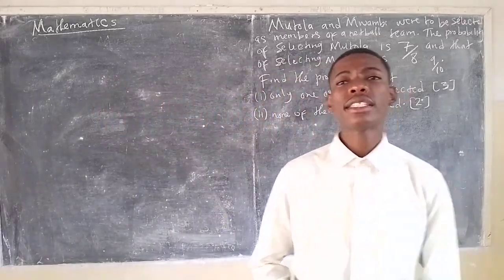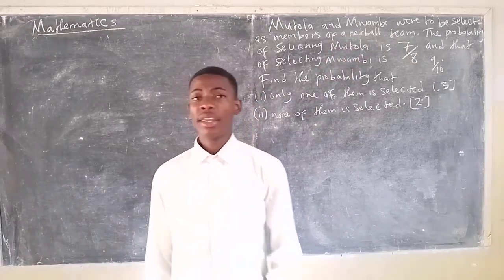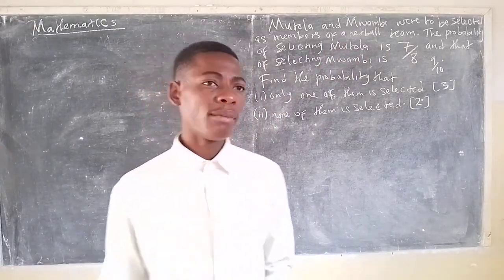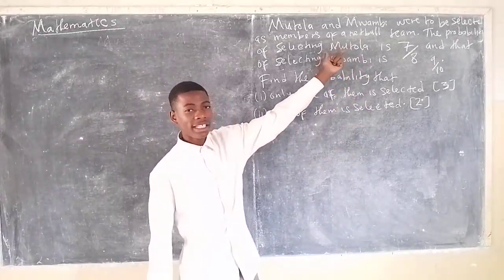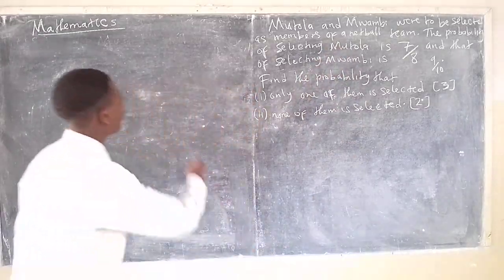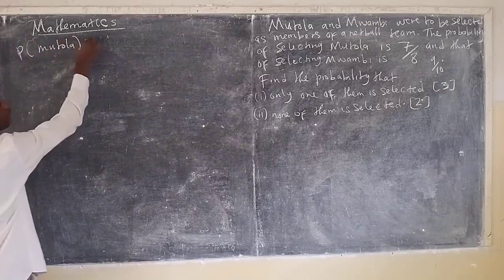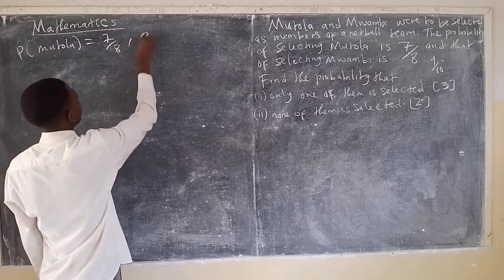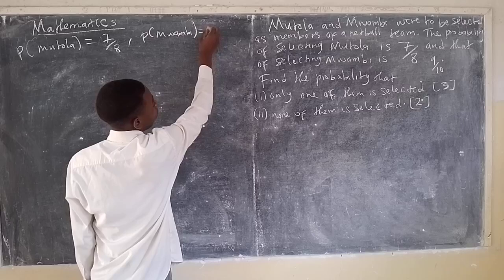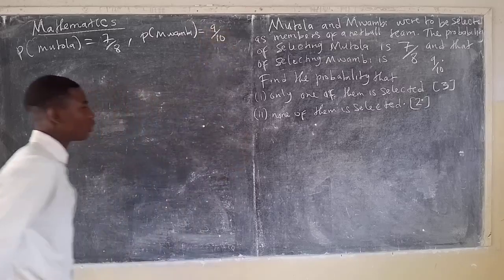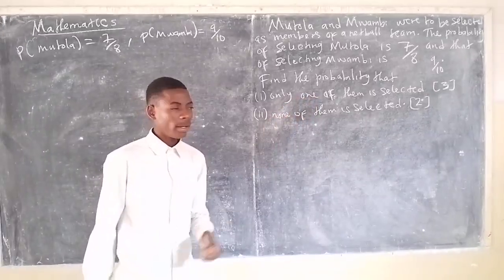Now, the probability of selecting Mutola or Mwami has nothing to do with the other. At the end of the day, both of them can be rejected. Therefore, it is important for us to take into account the probability of not selecting each of them individually. So the probability of selecting Mutola is equal to 7 over 8 and the probability of selecting Mwami is equal to 9 over 10.